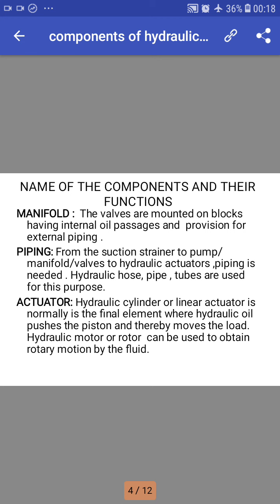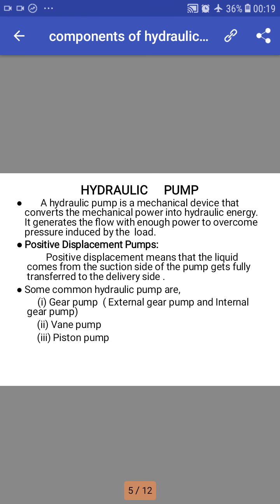The actuator, hydraulic cylinder or linear actuator, is the final element where the hydraulic oil pushes the piston and thereby moves the load. Hydraulic motor or rotor can be used to obtain the rotary motion of the fluid. There are two types of actuator: the linear actuator and the rotary actuator. If we require to-and-fro motion, we use the hydraulic cylinder or linear actuator. If we need rotary motion, we use the hydraulic motor or rotor.